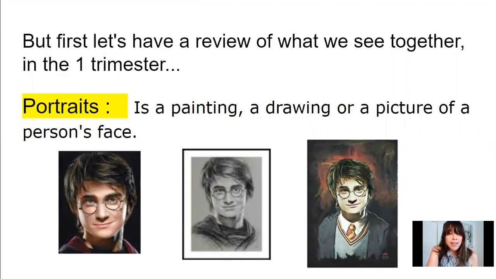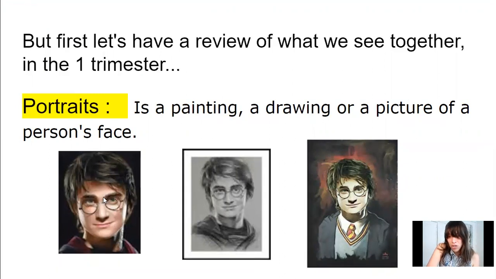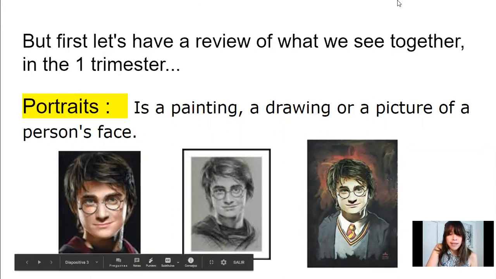In this case, I chose the famous Harry Potter. So Harry Potter over here, as you can see, is the same image, the same portrait, but done in different techniques. In this one is the photo, the picture. In this one is the drawing, the sketch. And in this one, as you can see, is the painting.